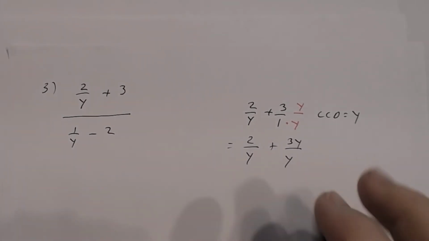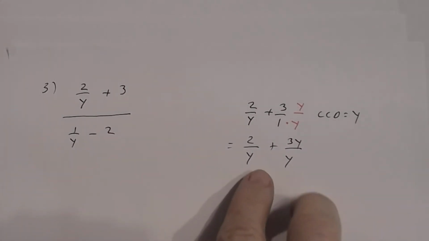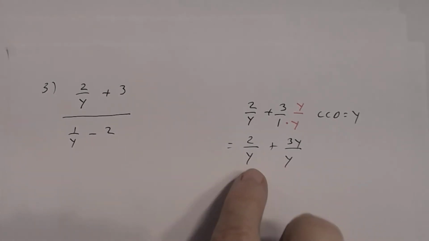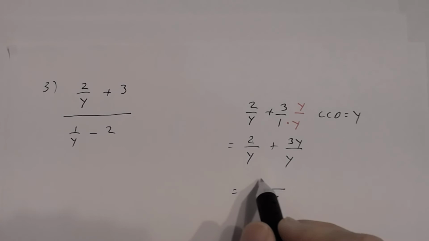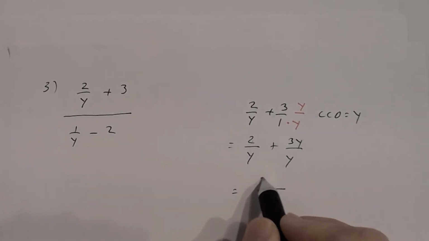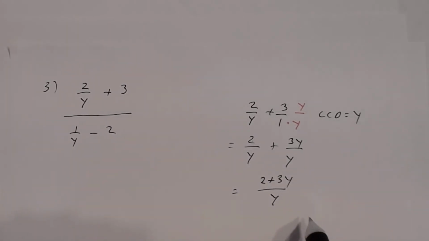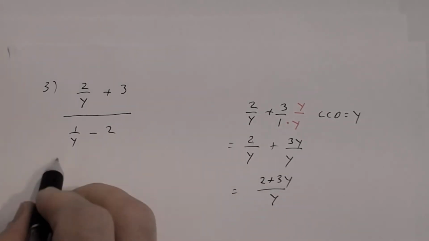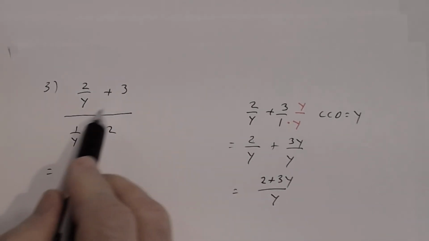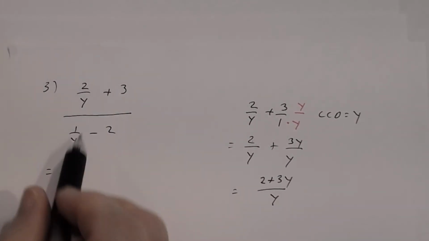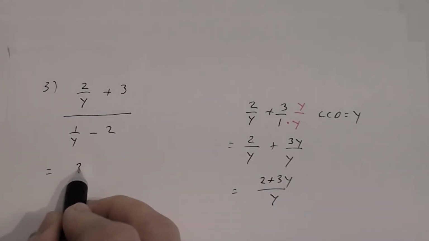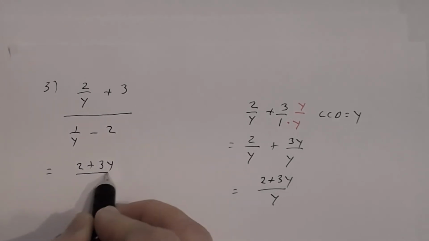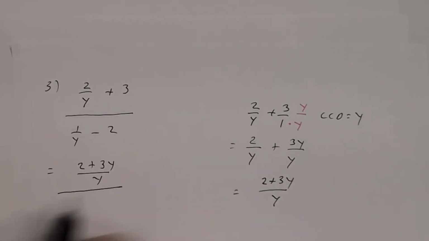And so now once you write your equivalent fractions, you see you have the same denominator. So now you can write this as one fraction. So I get 2 plus 3y, or you can say 3y plus 2, does not matter. So that's going to be your numerator. So my numerator, see I wrote the addition of two fractions as one fraction. So I'm going to get 2 plus 3y divided by y. So that's the numerator. So now I'll go in and do the same thing with the denominator.